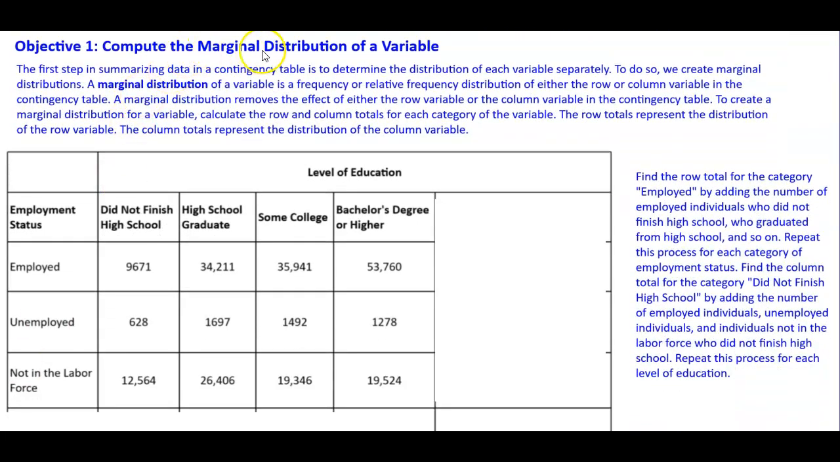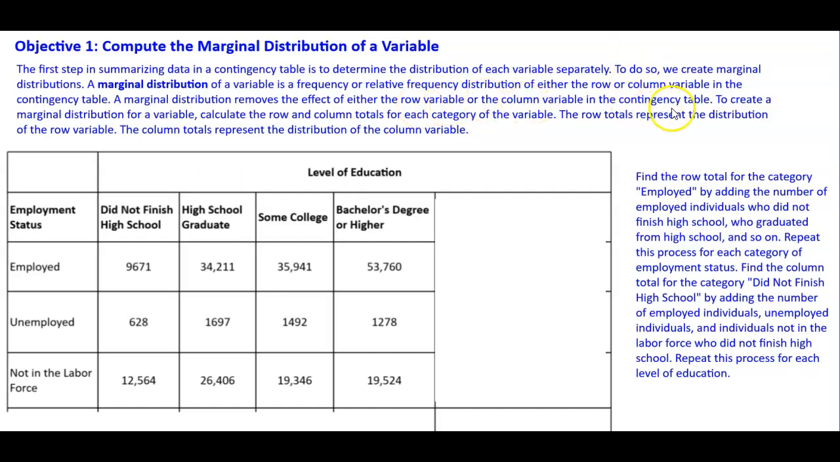We want to compute the marginal distribution of a variable. The first step in summarizing data in a contingency table is to determine the distribution of each variable separately. To do so, we create marginal distributions. A marginal distribution of a variable is a frequency or relative frequency distribution of either the row or column variable in the contingency table.